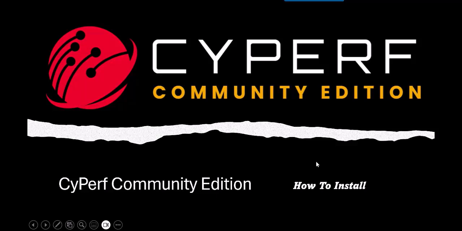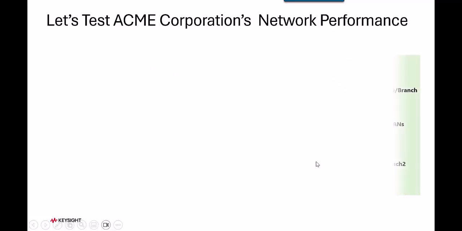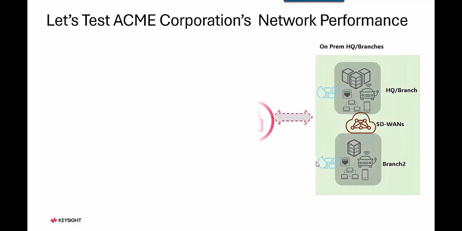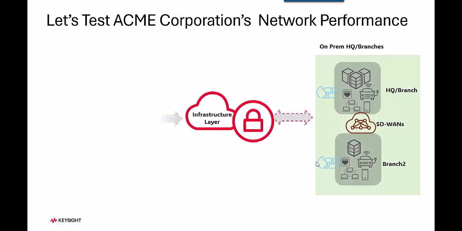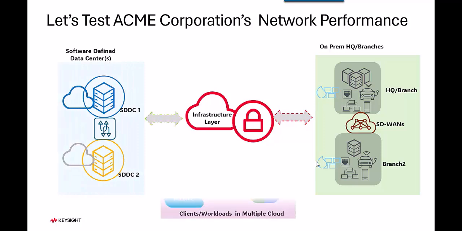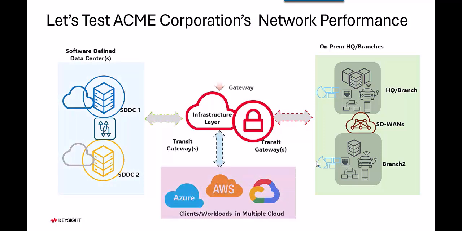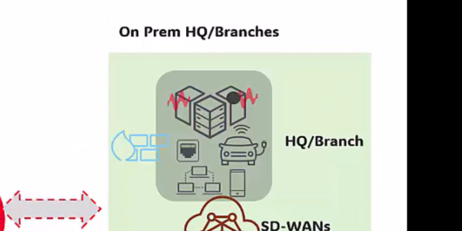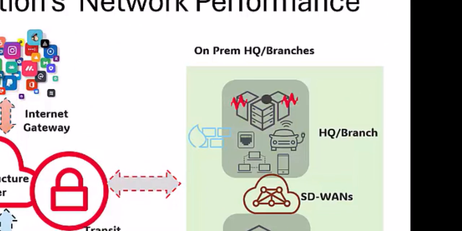Let's get to it. In this video series, we are going to test the infrastructure of a fictionalized Acme corporation. Just like any enterprises, they would have their on-prem infrastructure, they would have their cloud, software-defined data centers, and every infrastructure needs access to the internet. What we're going to do is install CyPerf Community Edition into two virtual machines within their on-prem infrastructure. We're going to send some application traffic through them and understand latencies, throughput, and various other performance metrics through this Community Edition.